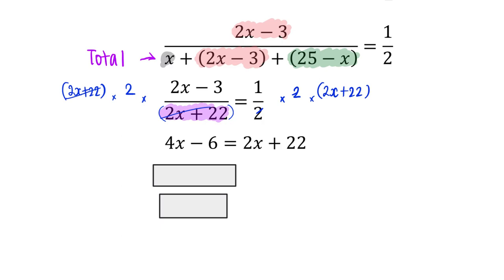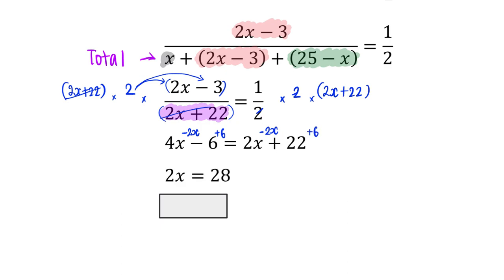How do I get 4x? 2 times 2x, 4x. 2 times negative 3, negative 6. 1 times 2x plus 22, 2x plus 22. And I continue to simplify and solve. So I'm going to minus 2x on both sides, and plus 6 on both sides, so that the next line you see will look like this.